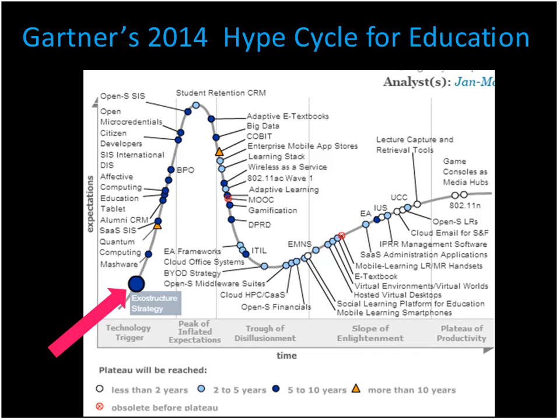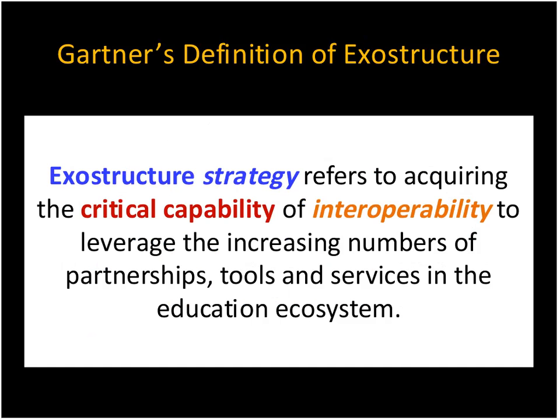And so, as you can see, it's really at what they call the embryonic stage of the hype cycle. It's new, but it is something that will take some planning and thinking about to get us in a place where we can leverage it by the time it reaches its productivity phase. So this I just wanted to identify. I'm going to talk a little bit more about what Exostructure is.